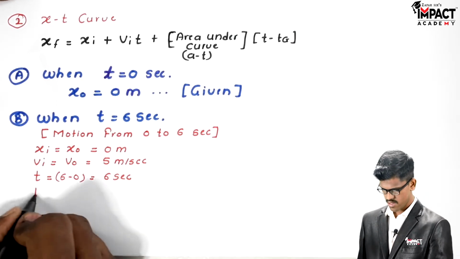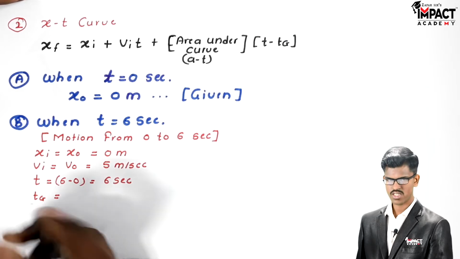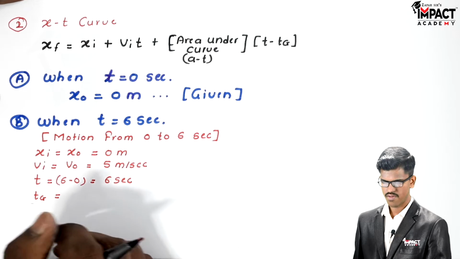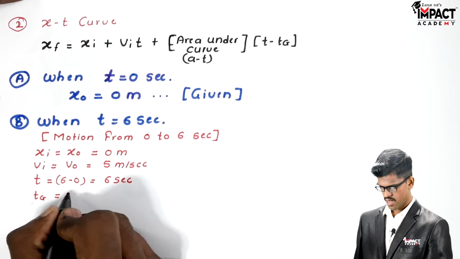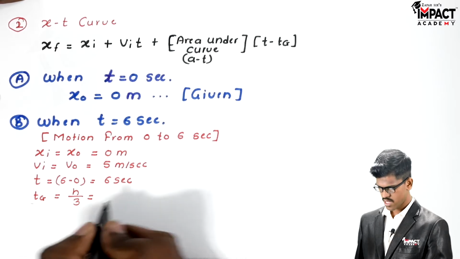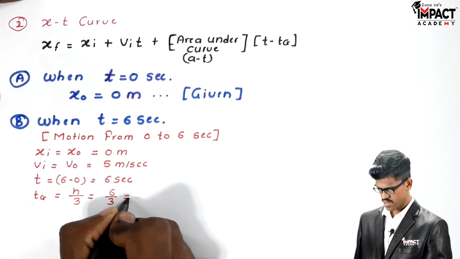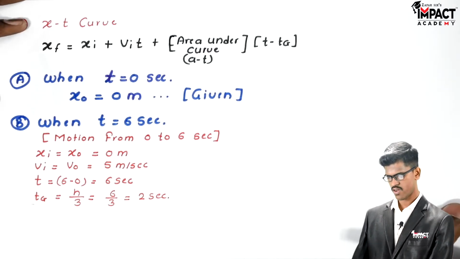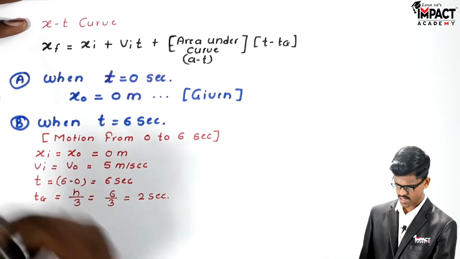Then Tg we have, it is the x coordinate of the center of the given shape. It is a right angle triangle, as we see in the diagram. The Tg is h by 3. So h by 3 is 6 by 3, which is 2 seconds. Okay, so now find out the x6.